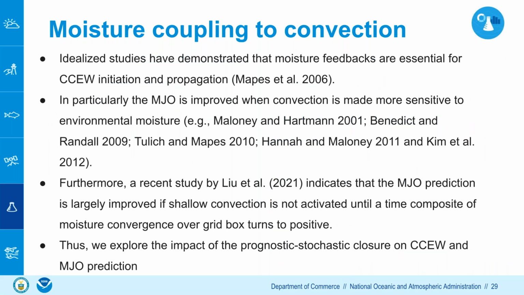And there's been a lot of studies that have demonstrated that moisture feedbacks are essential for convectively coupled equatorial wave initiation and propagation. And in particular, the MJO is improved when convection is made more sensitive to environmental moisture. There's also a recent study by Liu et al. that indicates that the MJO predictions largely improved if shallow convection is not activated until a time composite of moisture convergence over the grid box turns positive. So we explore the impact of our prognostic closure, looking at convectively coupled equatorial waves and MJO prediction.